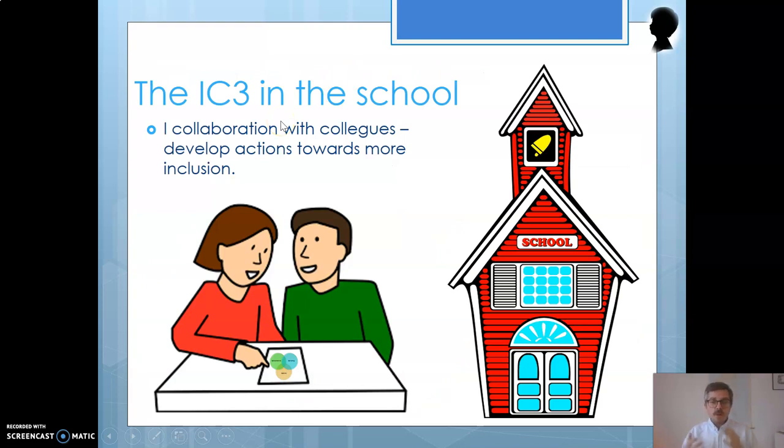When we look into how we use the IC3 model in the Danish school, we use it in collaboration with colleagues to develop actions towards more inclusion. So when we look at our class, for instance, with our co-teachers, we can ask, is Christina included in your lessons, or is Christian included or excluded, or I sense that Anna is not included. What do you think here? So it is an analytical tool we can use to identify if all our students are included, and if they are not included, in which circle they are not included. So that means we can develop different actions.